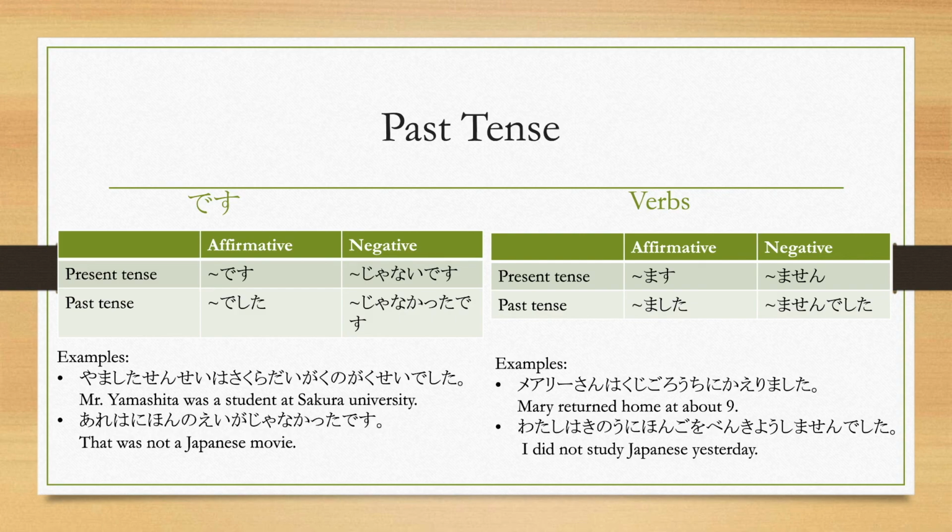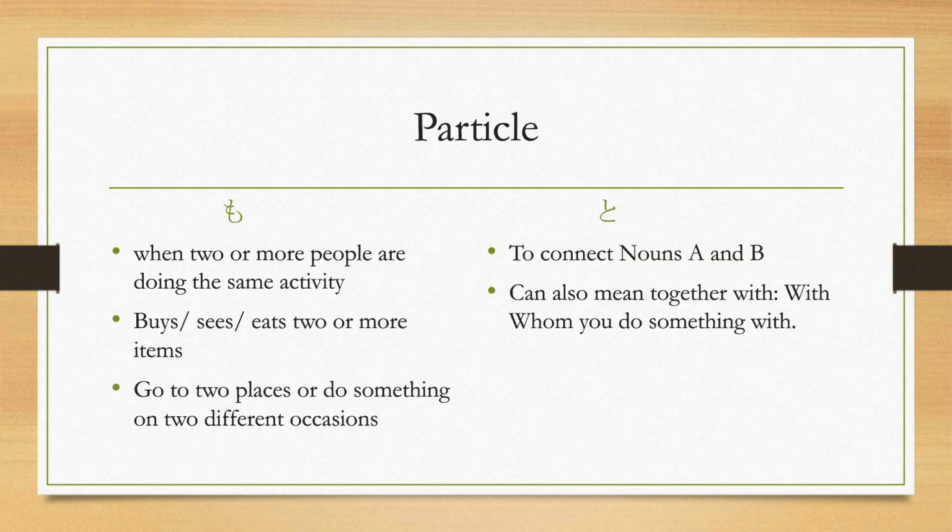The next part we're going to move on to is the particles mo and to. Mo is used when 2 or more people are doing the same activity, when someone buys or sees or eats 2 or more items, or when they go to 2 or more places or do something on 2 different occasions. To is used to connect nouns A and B and can also mean together with, or with whom you do something.